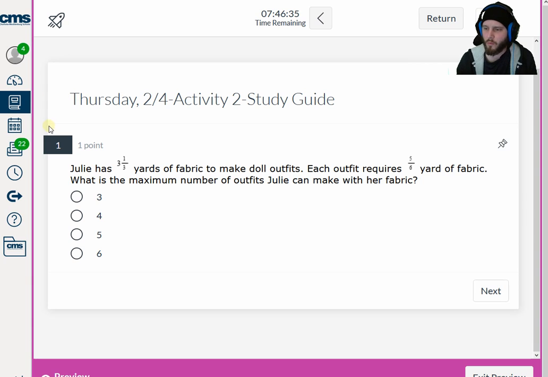So, for number 1, Julie has 3 1/3 yards of fabric to make doll outfits. Each outfit requires 5/6 yards of fabric. What is the maximum number of outfits Julie can make with her fabric? This is a division of fractions problem. All fraction problems that you're going to see today and tomorrow on the test will be division. So we've got 3 1/3 total yards, and we're dividing that up into 5/6 sections for her dolls.